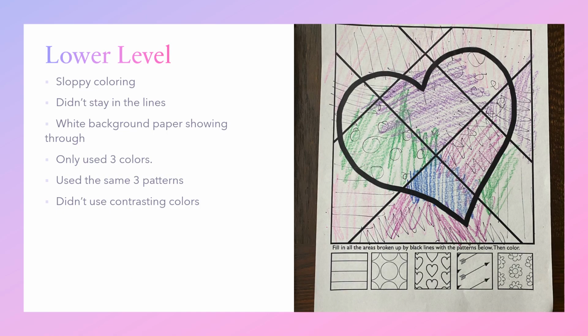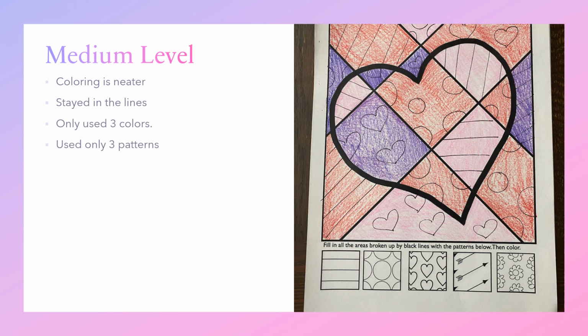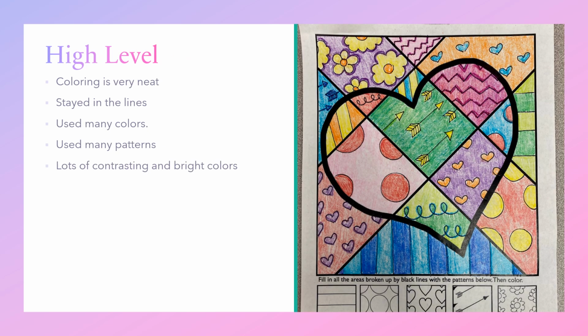All right. So let's get into this a little bit more. Lower level. Here's the problem. Sloppy coloring. I didn't stay in the lines. There's white paper in the background showing through. I only used 3 colors. I used the same patterns over and over again, and I didn't use the contrasting colors. Again, medium coloring's a little bit neater. I did stay in those lines, but I still only used 3 colors, and I still only used 3 patterns.